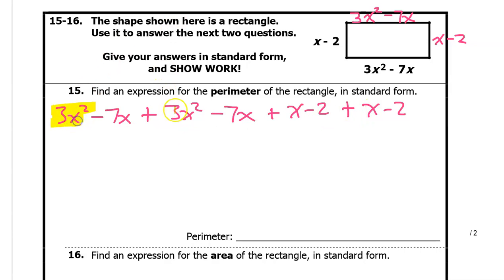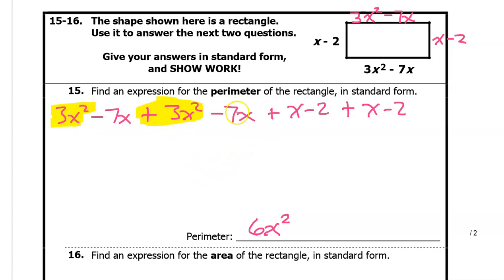I've got 3x squared and 3x squared. All right, those are the only squared terms. So that's going to make 6x squared. Notice that when you are adding with variables, you're only adding the coefficient in the front. The exponent does not change. This is not going to be x to the 4th power, for example. That only happens when you multiply.